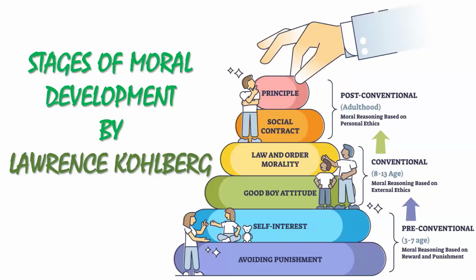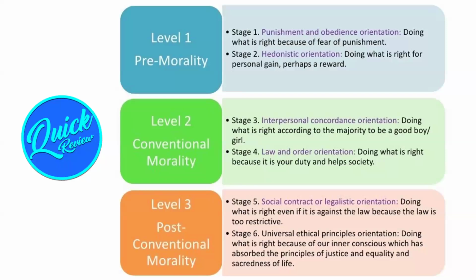Next, we have stages of moral development given by Lawrence Kohlberg. He has given three different levels, that is pre-conventional, conventional, and post-conventional morality. The first stage is punishment and obedience oriented. Here, the child's morality depends on whether he is going to get punished or not. The right and wrong are based on if I'm going to get punished or not. So this kind of morality is seen in early ages.